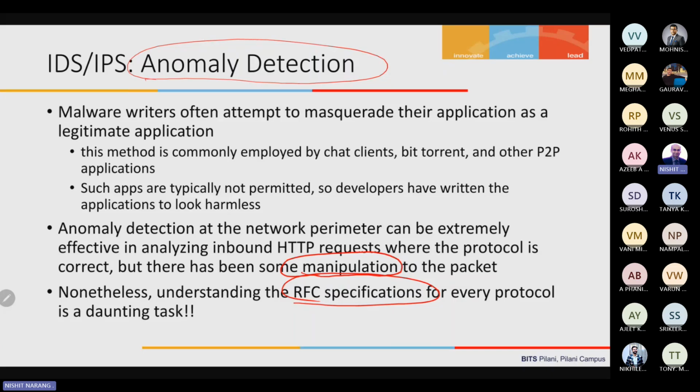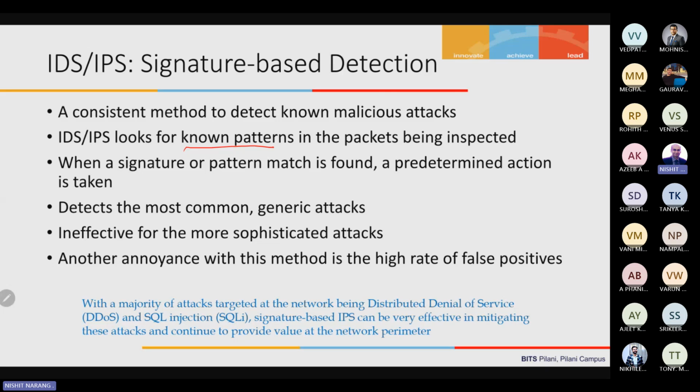IDPS systems also, like your anti-viruses, have a signature-based detection method as well, where they have a database of known patterns of malicious packets, which is called a signature for malicious packets. And IDPS systems will look for these kinds of signatures or pattern matches in your incoming packets. And when such a pattern is found in your incoming packet, they determine that it is a potential attack and can take a predetermined action that is configured by the network administrator.